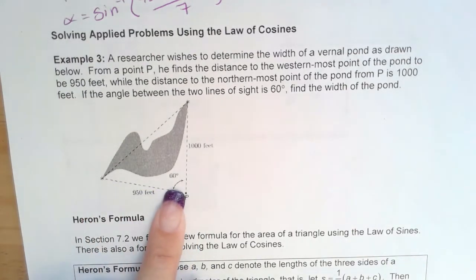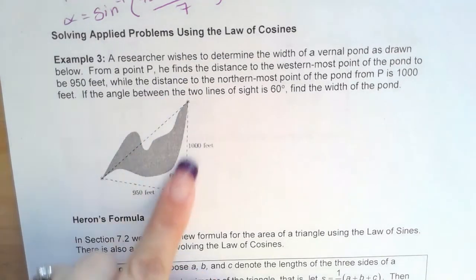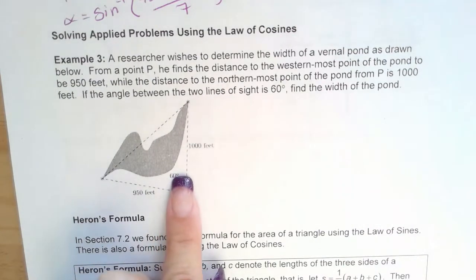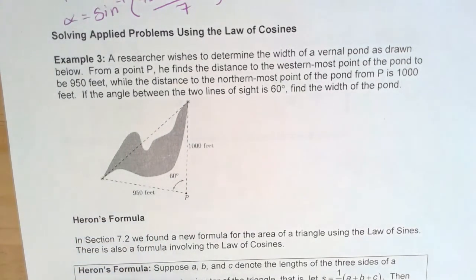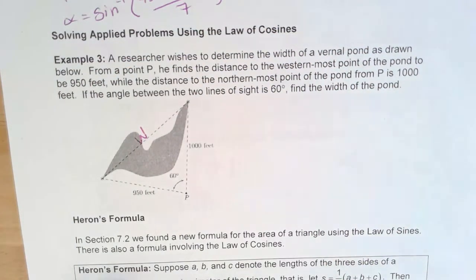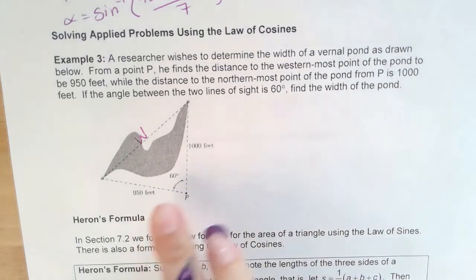And the distance to the north point of the pond is 1000. If the angle between the two lines of sight right there is 60, find the width of the pond. So what we are looking at, guys, is we are looking for this W right here. So this is side angle side.